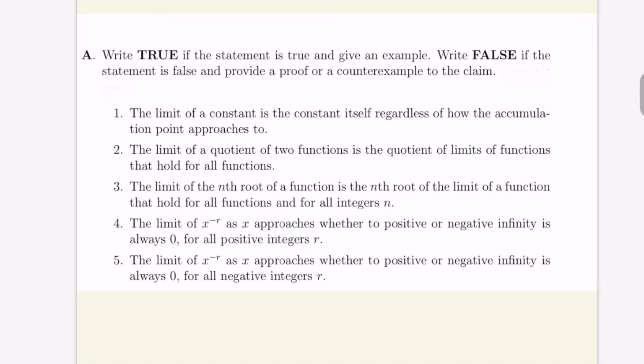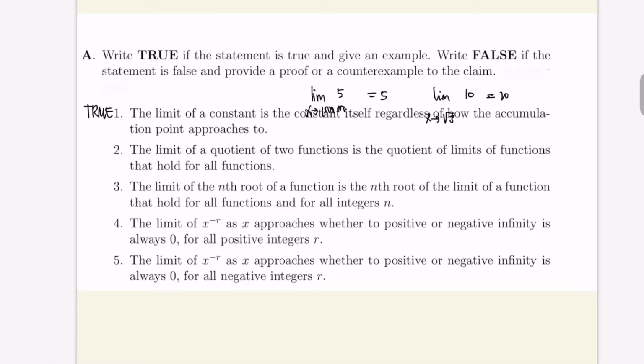So this is very obvious. This is true. In fact, kahit anong accumulation point, so let's say limit of 5 as x approaches 1 million, kunyari, that's still 5. So kahit anong accumulation point pa yan. So if you have limit of 10 as x approaches square root of 3, it's still 10.